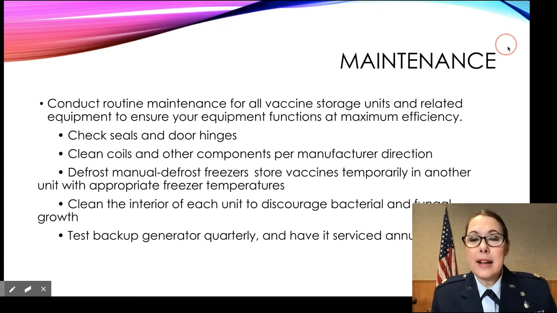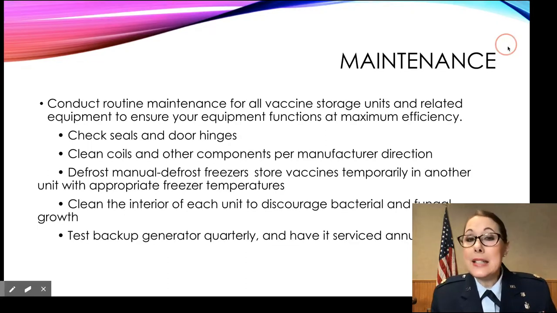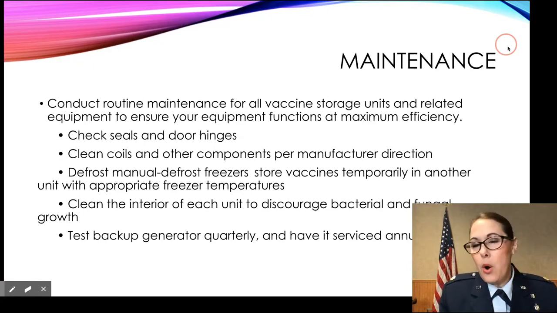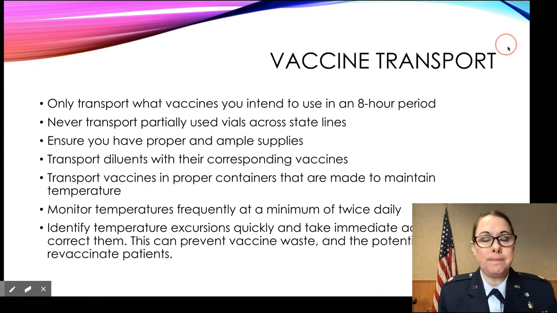Now, there are other vaccines and multi-dose vaccines, for example, like the anthrax vaccine. That one is good until the expiration date. So I need to know what the expiration date is and keep track of it, but I don't have to worry about a beyond use date for that vaccine. So you want to know those things. And again, that will be in the package insert as well.